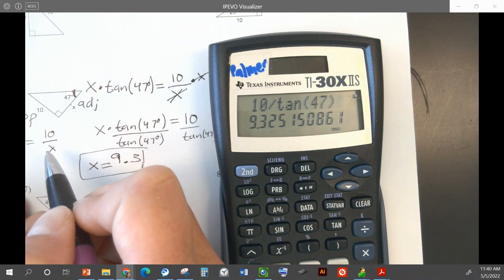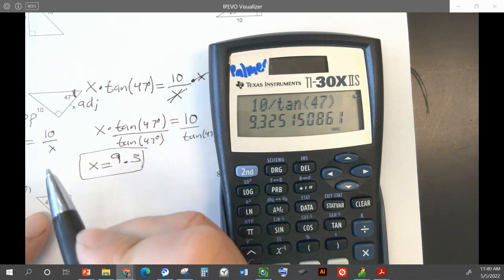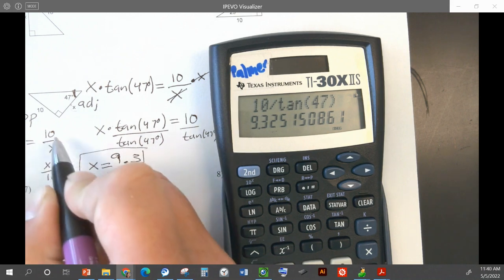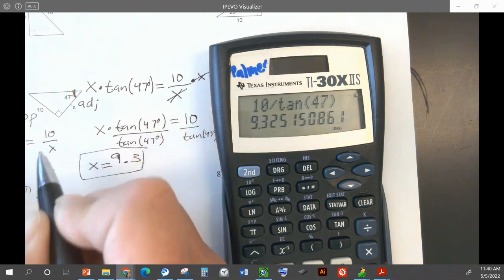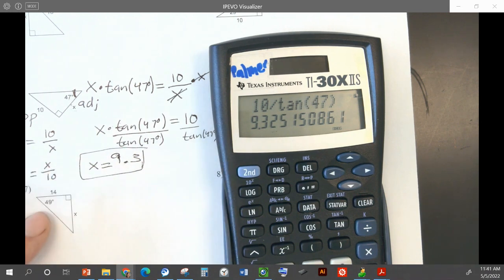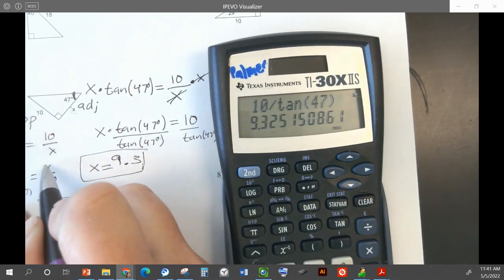We can switch the sides. We can just flip everything upside down. So this is really tangent over 1. So we can flip everything upside down. So we can say x over 10, I flipped this fraction upside down, equals 1 over tangent of 47. So I'm just inverting everything. And then x is on the top.